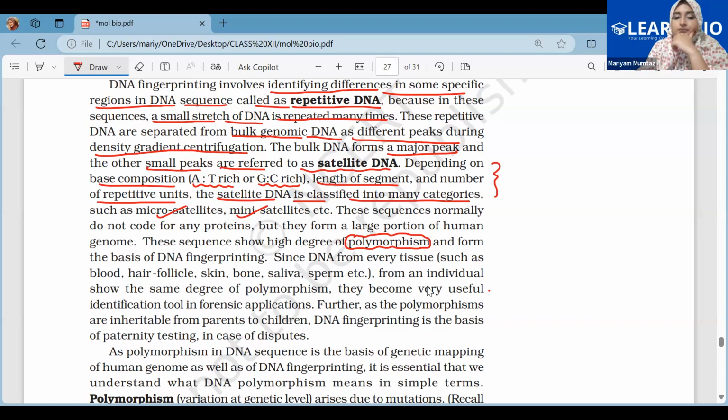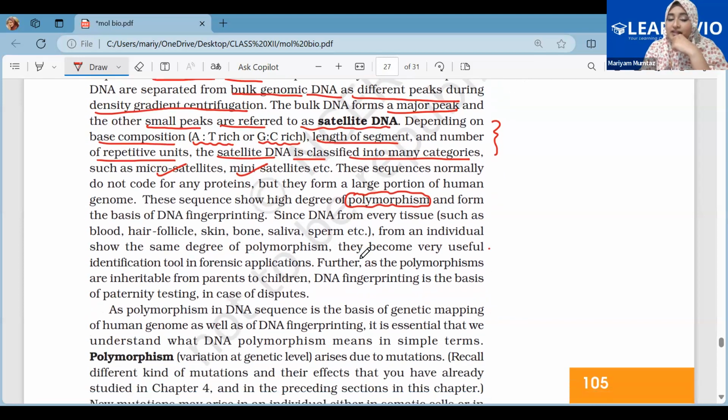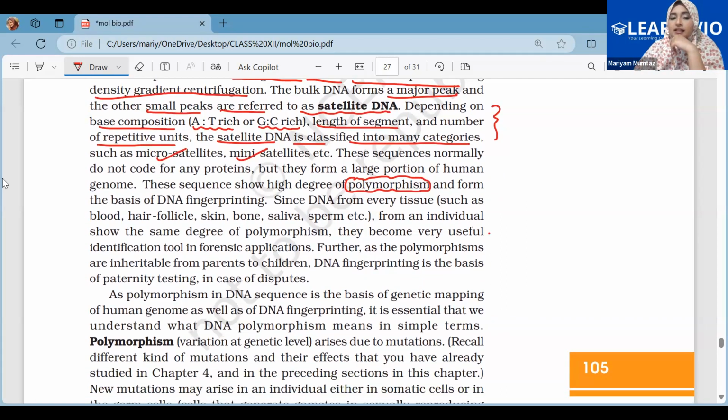Okay. Now, since DNA from every tissue, such as the blood, the hair follicle, skin, bone, saliva, sperm, anything from any of these tissues from an individual shows the same degree of polymorphism, they become a very useful identification tool in forensic application. Further, as the polymorphisms are inheritable from parents to children, that is why in the case of disputes, people want to have paternity tests done.